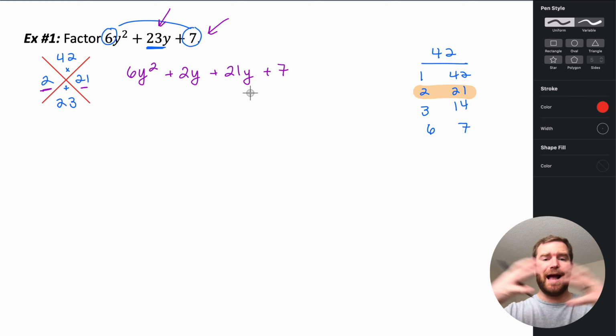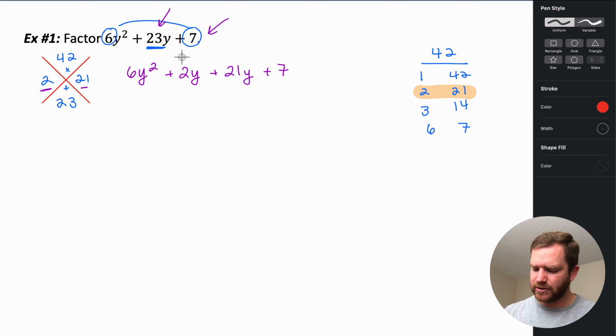If we were to add all this stuff back together, because yes, these are like terms, we don't want to do that because that's going to just take us right back to where we started. And we're going to have to go through that whole process again. So now that we have our 4 terms, we're going to just do our method for factoring by grouping. So we're going to split and factor.